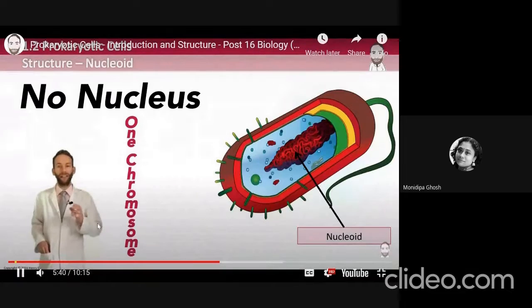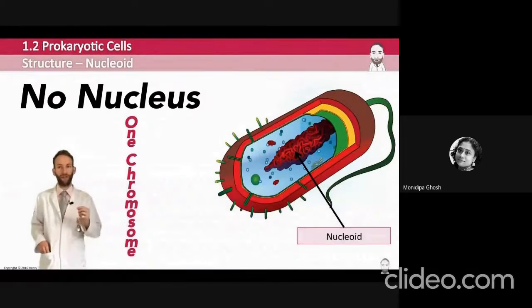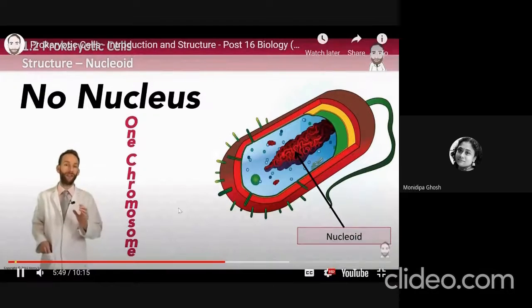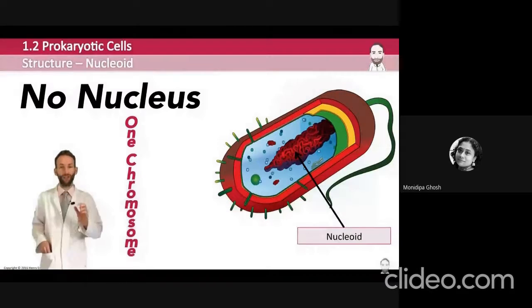Here it's just free in the cytoplasm, this nucleoid floating around, and it's not associated with any proteins. Normal eukaryotic DNA is associated with histone proteins. This DNA is not. It's what we call naked DNA.